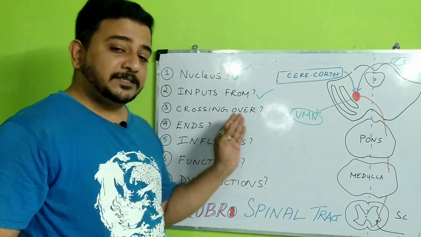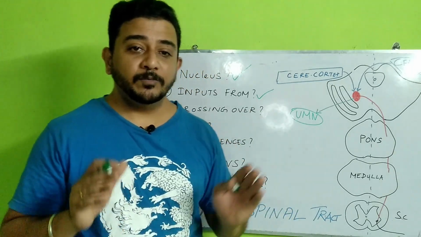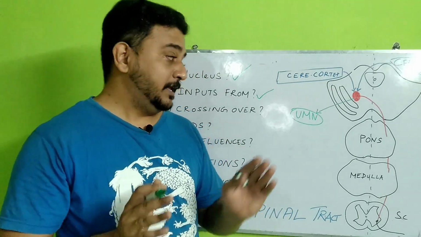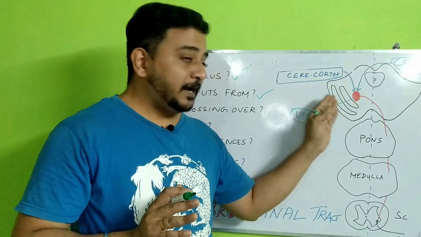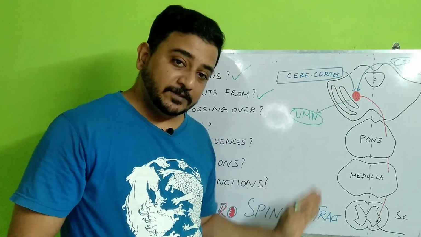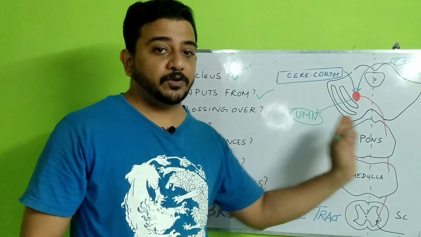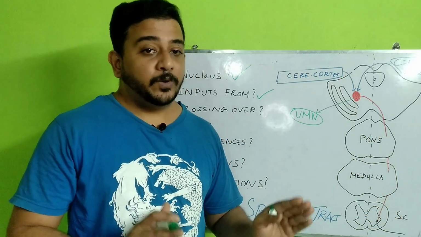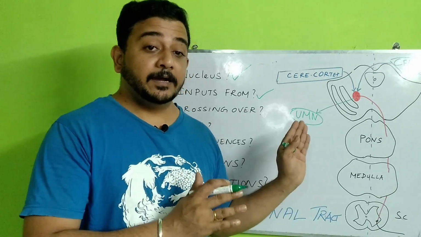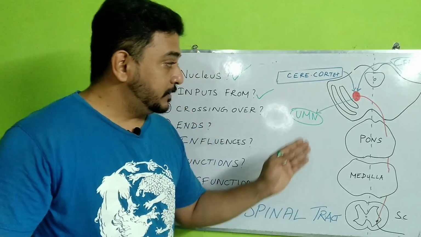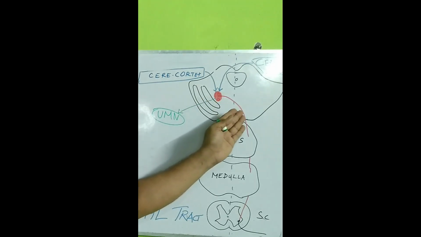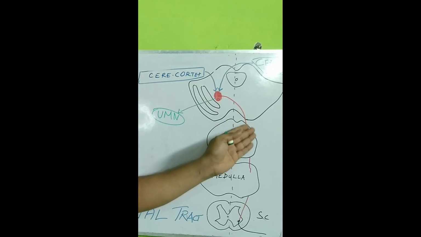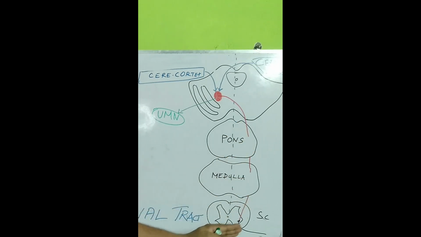So where does the crossing over take place? Why are we always concerned about the crossing over? Because only then do we know, if the nucleus is affected, whether the same side limbs or the opposite side will be affected. So in that way we should know where the tract crosses over. Here the rubrospinal tract crosses over at the level of the midbrain, okay, and it remains on the lateral part of the pons and medulla and also on the lateral part of the spinal cord.